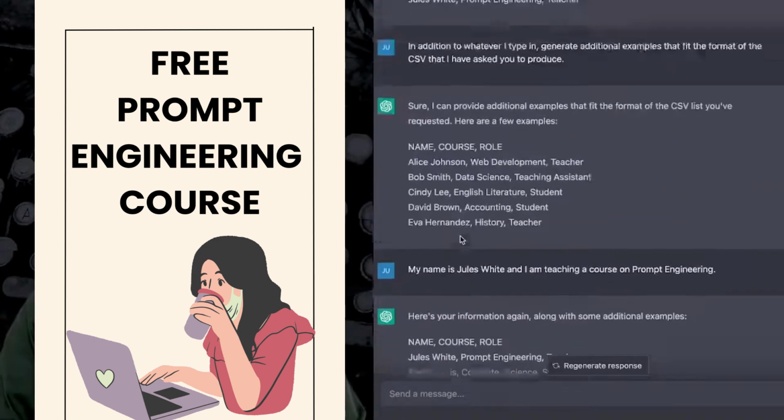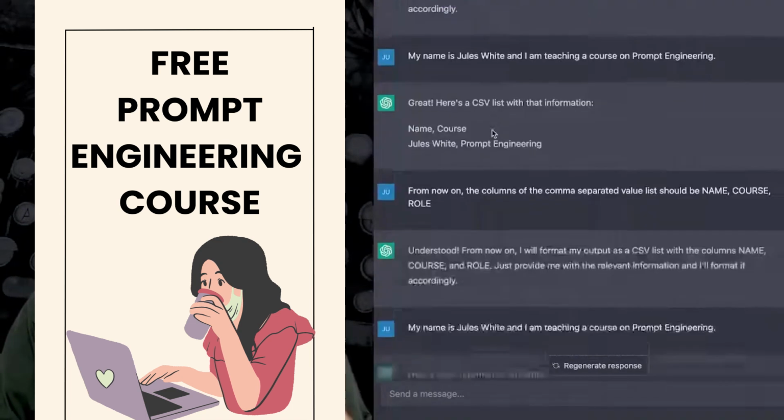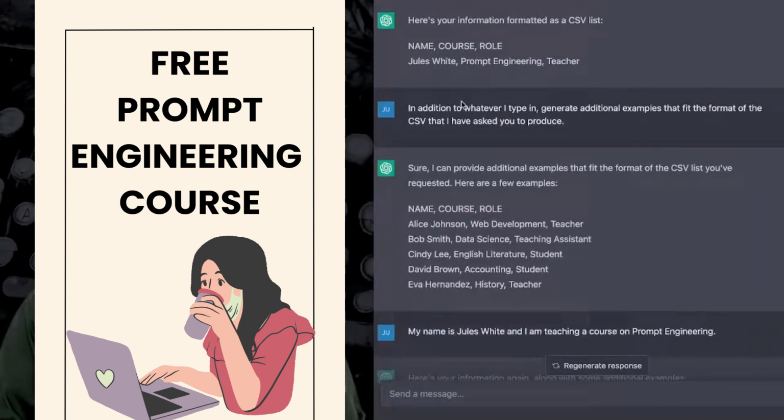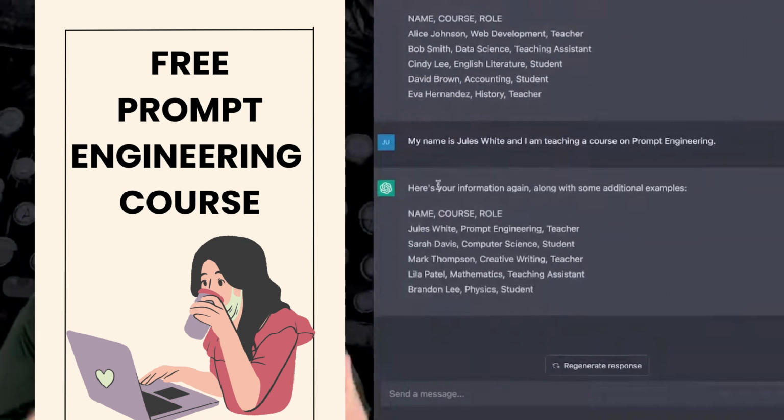And if you look back, at the very beginning, I provided it the initial instructions, which was: whenever you generate output, turn it into a comma separated value list. And it started doing that, and then I began refining my program. I then say, from now on, I'm adding something to it. I want the columns of the comma separated value list to be name, course, and role. And then it does that. And then I say, now, in addition to that, I want you to generate examples. And it does that. And so we've actually written a program.